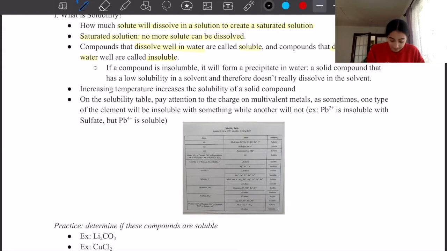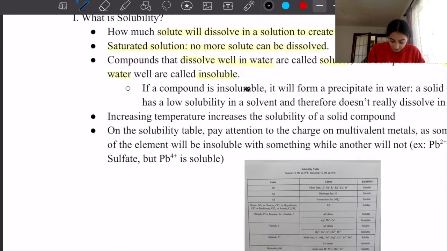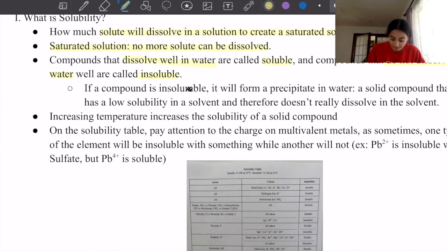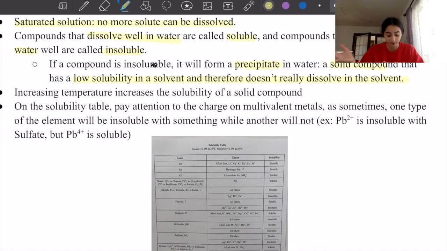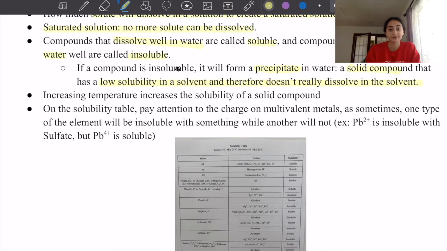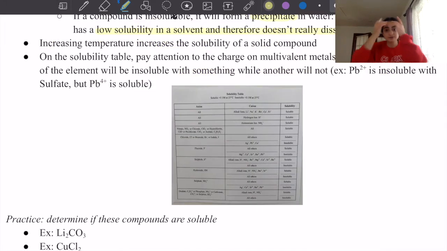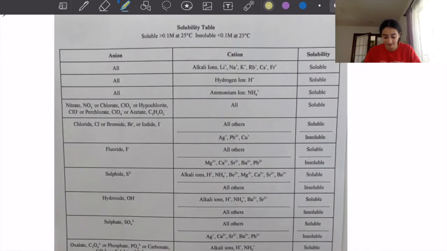If a compound is insoluble, it will form a precipitate in water. And a precipitate is just a solid compound that has a low solubility in the solvent. So that means that most of it just stays solid at the bottom and it is not going to dissolve into the water. Just a general point, when you increase the temperature of a solid or a compound, that will also increase the solubility. Solubility changes a little bit with gases, but that is something you will continue to learn if you take AP Chem.